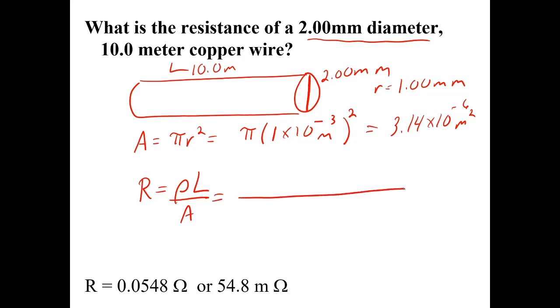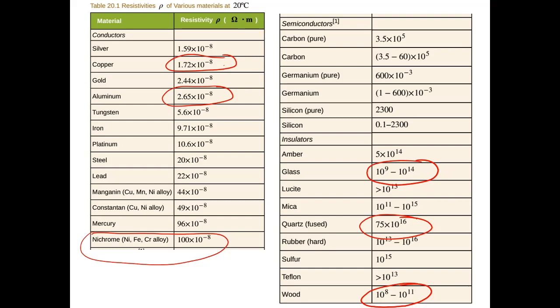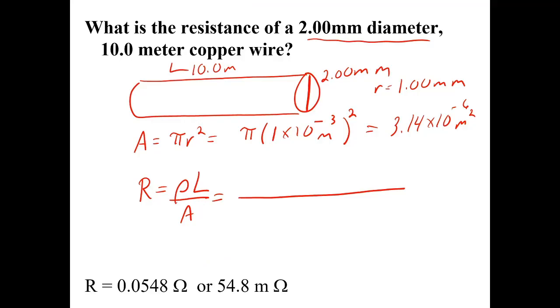Now the rho value we have to look up, the resistivity. 1.72 times 10 to the minus 8. I had to go back and look it up myself. I don't have it memorized. The length is 10 meters. And the area is 3.14 times 10 to the minus 6.